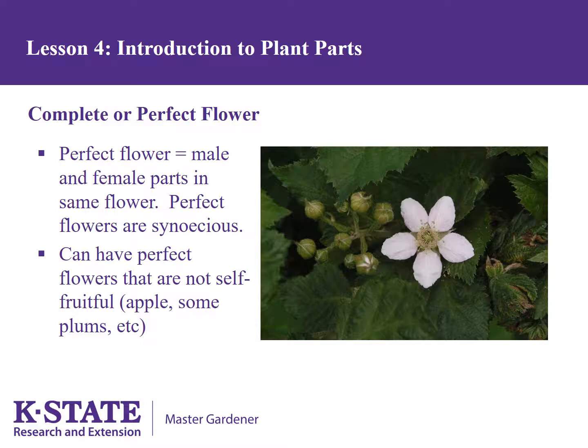Therefore, if you have two red delicious trees, you still will not get much fruit because they are the same variety. However, if you have a red delicious and a Jonathan apple, you'll have plenty of fruit on both. The pollen from the Jonathan pollinates the red delicious, and the pollen from the red delicious pollinates the Jonathan.